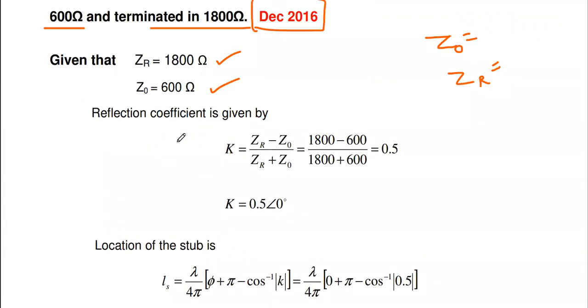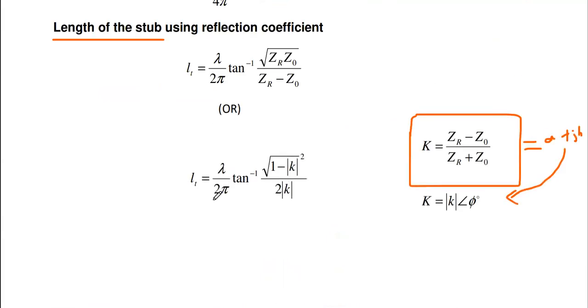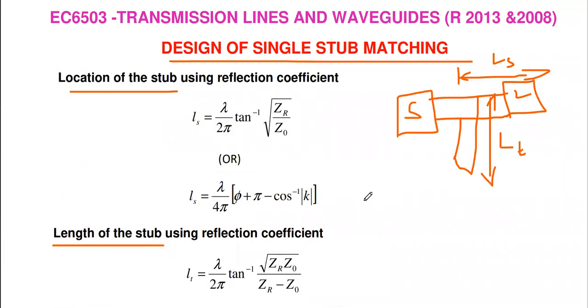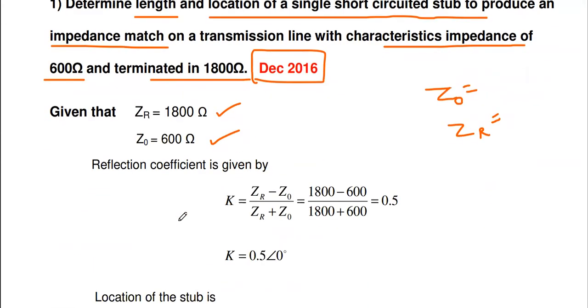Here ZR and Z0 are both real. Load impedance is 1800, only real. Characteristic impedance is real. If both the data are real, then in order to find out the length and location, you may use the first formula or the second formula. You may use any one of the formulas. But if ZR is in rectangular coordinates, real plus imaginary, then the first formula is not suitable. We have to use the second formula. So we may use any one of the formulas to find the location as well as the length. Now I'm going to use the second formula. For all problems, I'm going to use the second formula only.